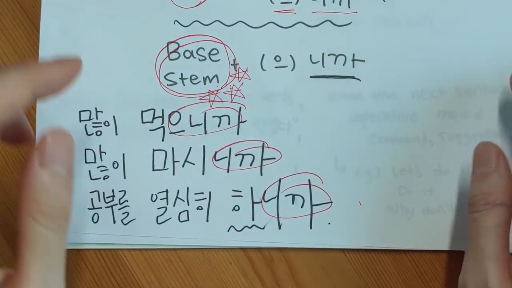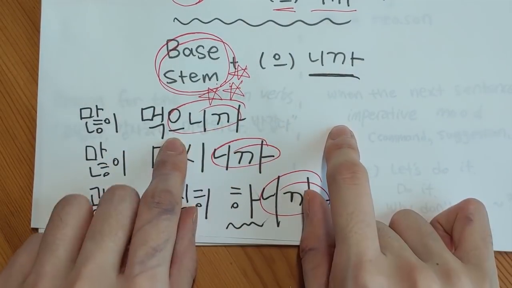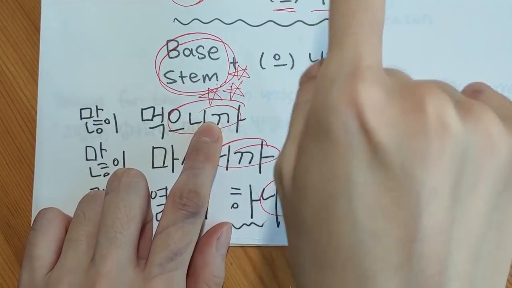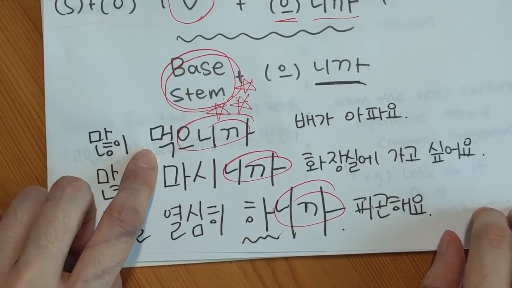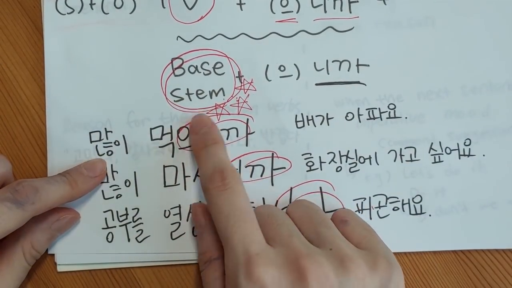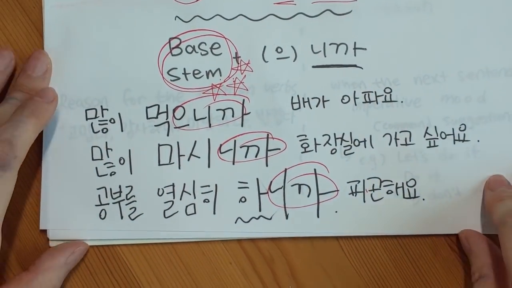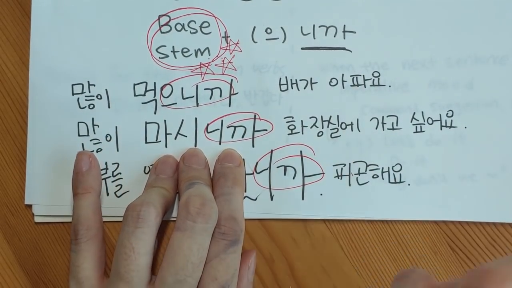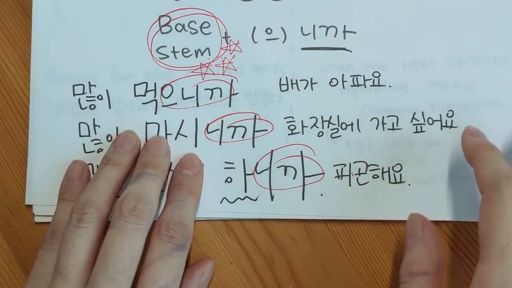So when you say 많이 먹으니까 배가 아파요, with 니까, it implies that the listener already knows that I ate a lot. So 많이 먹으니까, I ate a lot, as you know. So 배가 아파요, my stomach hurts. And 많이 마시니까, I drank a lot, as you know. This is something that the listener knows.